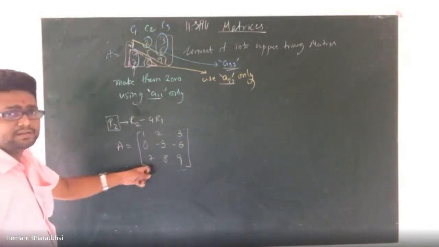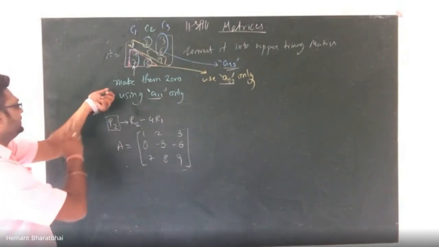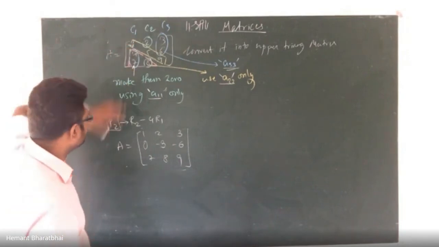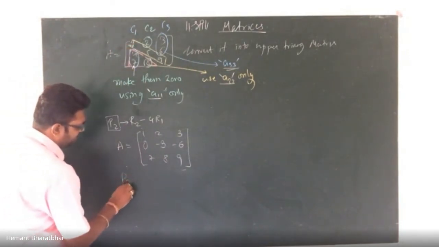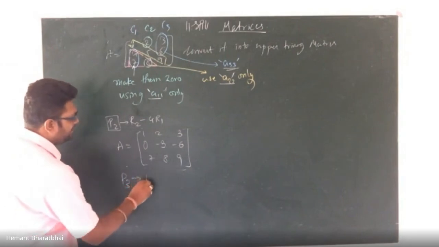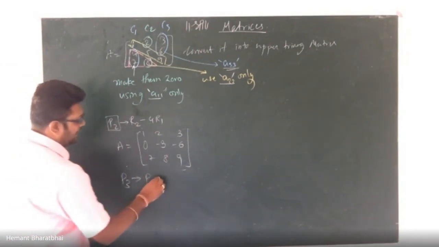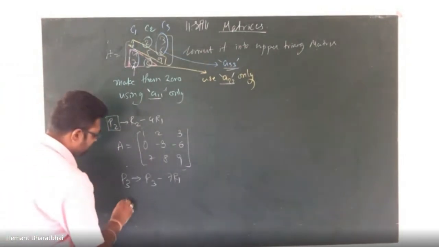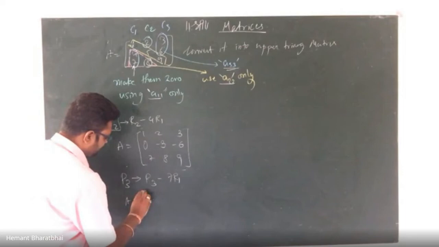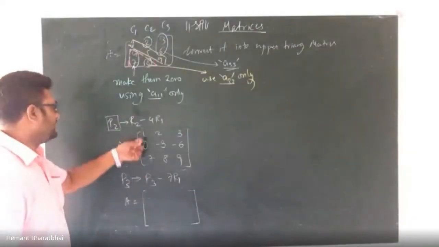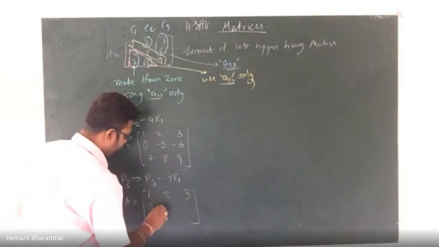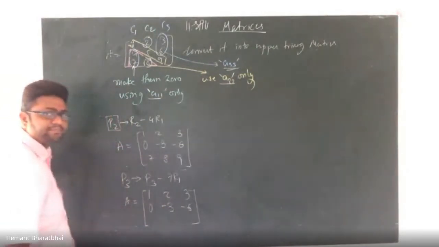Now I want to make this 0. So I can do a similar thing. I can multiply this with 7 and then I can subtract it. So I am going to do transformation in row number 3. And what kind of transformation? I am going to subtract 7R1. So the transformation is occurring in which row? In R3 only. So write R1 and R2 as it is. So 1, 2, 3, 0, minus 3, minus 6.